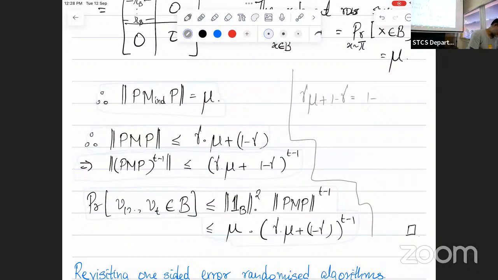This is the same, just to make sure, Srijato's point, this is 1 minus lambda times mu plus lambda. Which is the same thing as mu plus lambda minus lambda mu. Okay, I'm just writing equivalent quantities. I don't know which one is more insightful. Okay, this is the same thing as 1 minus.